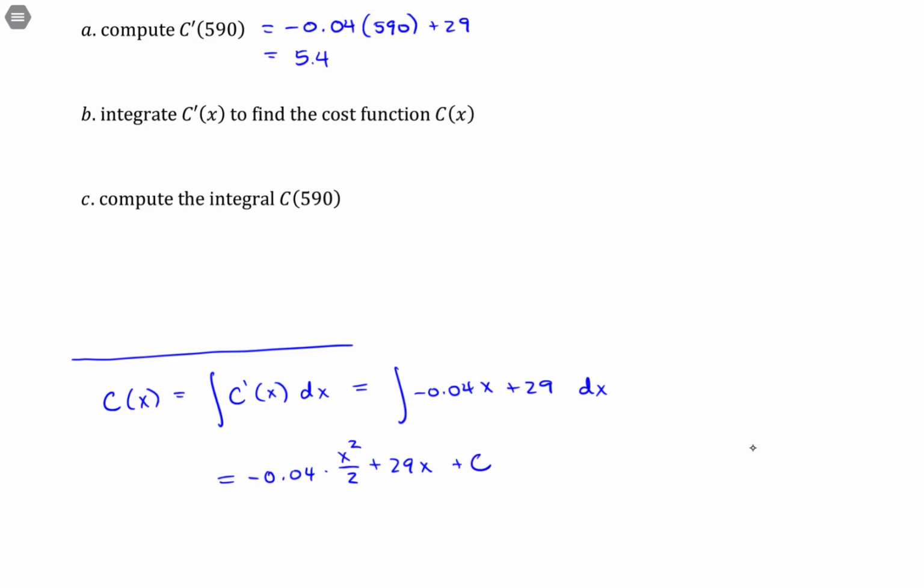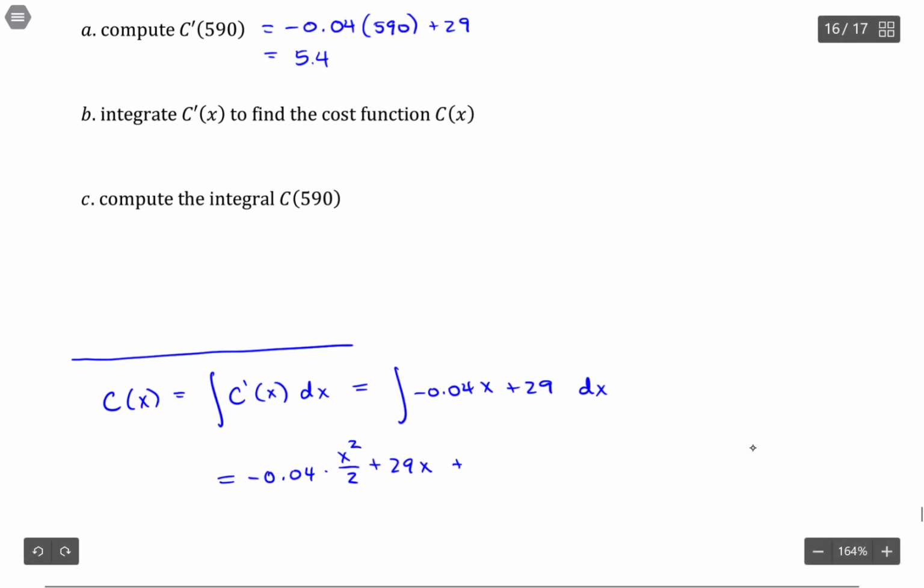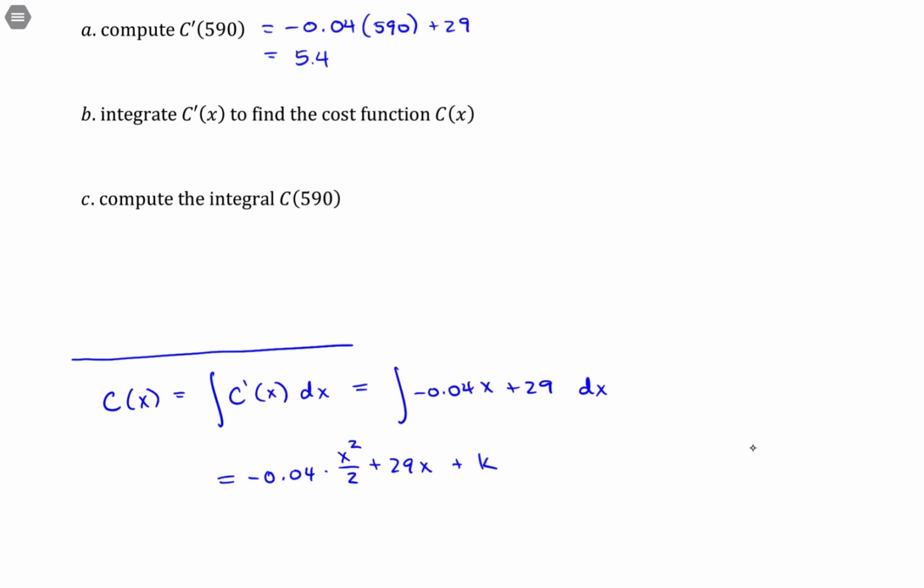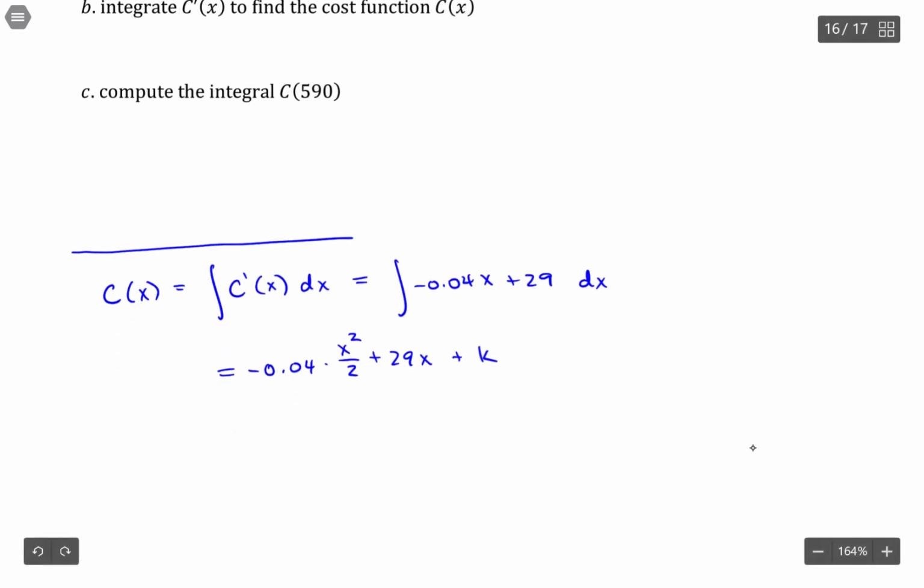and it's sort of unfortunate in marginal cost problems that we have the constant c here. It looks like the c in front. If you want to change that and call it k, that's fine. It's just an initial arbitrary constant, so it doesn't matter what letter you use. Negative 0.04 divided by 2 is negative 0.02x squared plus 29x plus k.